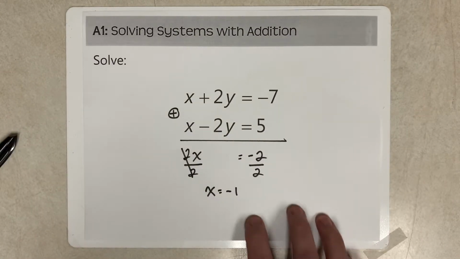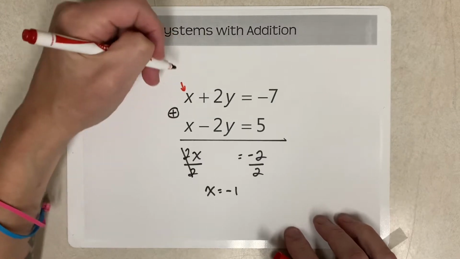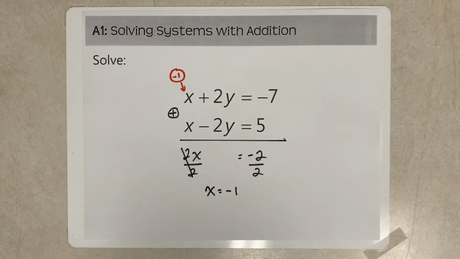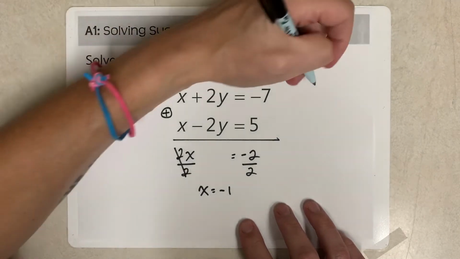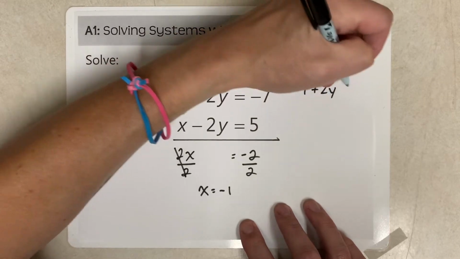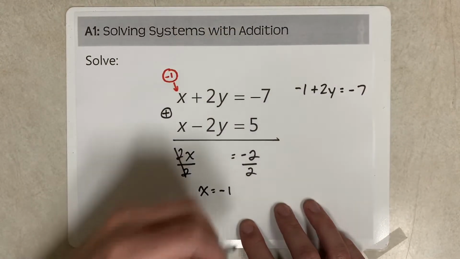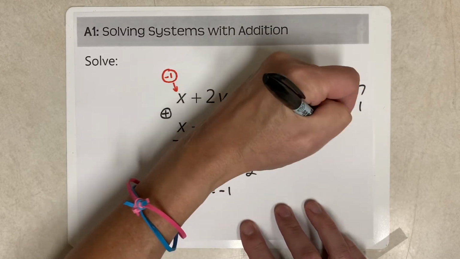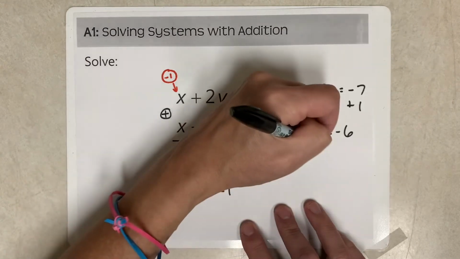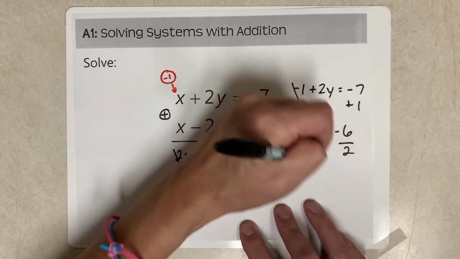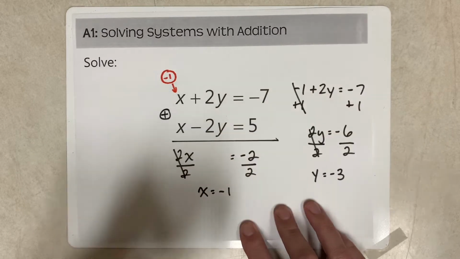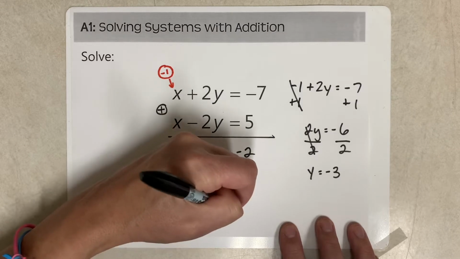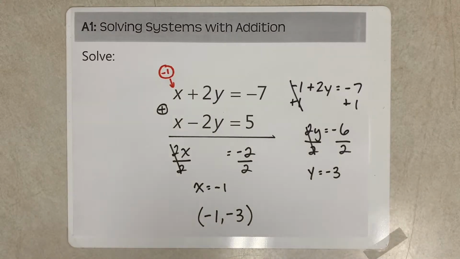So now we have to plug that in. Let's just pick this one right here. It doesn't matter which one you plug it into. That one looks good. And now we're going to find the y value. So negative 1 plus 2y is equal to negative 7. So let's go ahead and add 1 to both sides. 2y is equal to negative 6. Divide by 2. And we get y is equal to negative 3. So that's going to give us the ordered pair solution of negative 1 comma negative 3. And there's your solution.